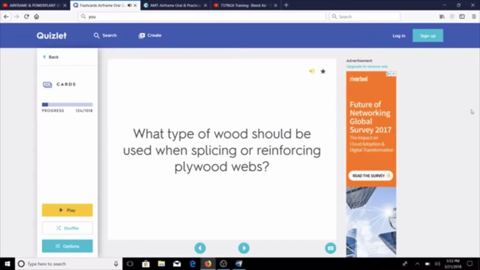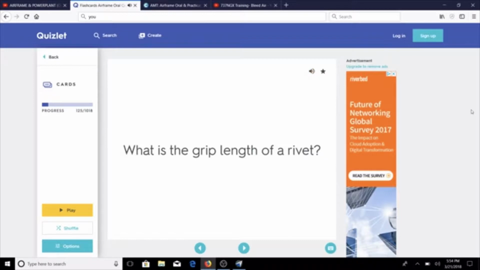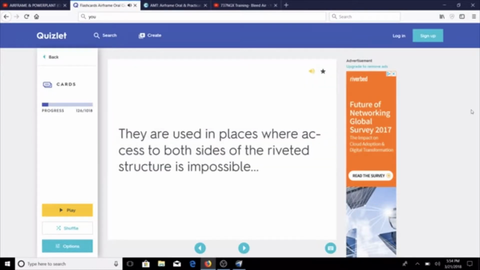What type of wood should be used when splicing or reinforcing plywood webs? The same type of plywood as originally used. What is the grip length of a rivet? Where are special rivets, such as hook or Cherrylock rivets, used? They are used in places where access to both sides of the riveted structure is impossible.